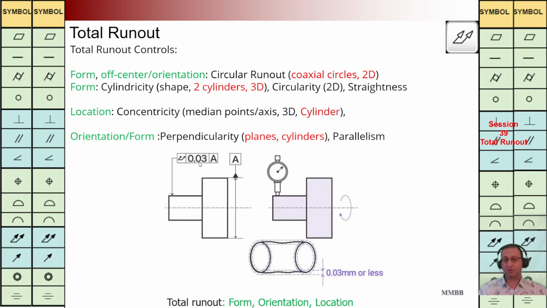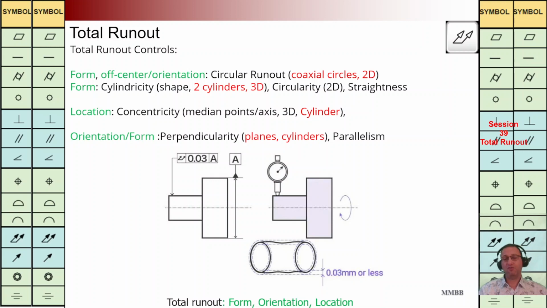Tz is 0.03 back to A. A is the axis of this cylinder. It means we are going to have two coaxial cylinders with a distance of 0.03. And that profile should be in that interval while we are going to rotate the component and the dial indicator is moving left and right on this surface.